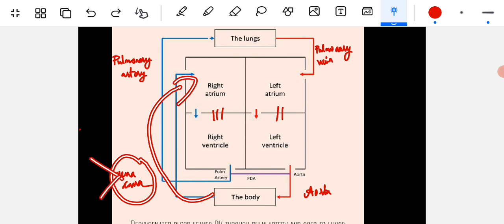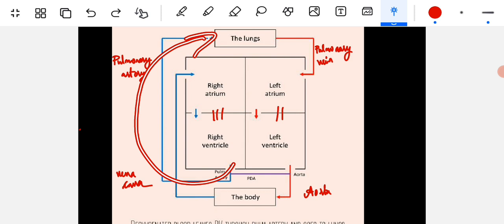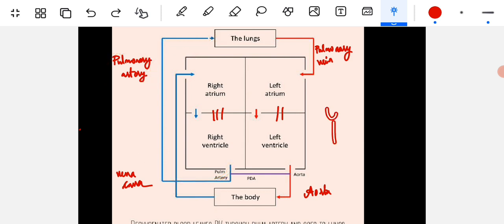There are two types, superior, inferior. From the right atrium to the right ventricle, that is done by the tricuspid valve. From the right ventricle again to the lungs with the help of the pulmonary artery. So this diagram is very much important.